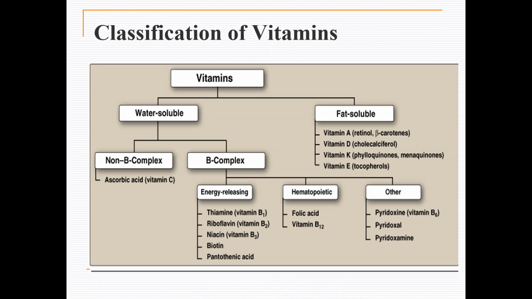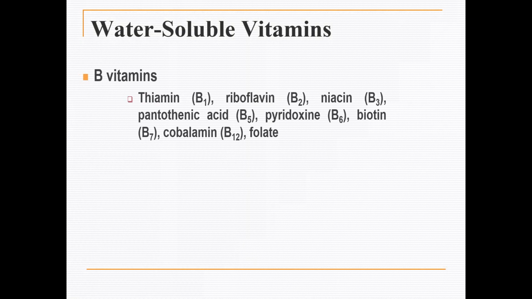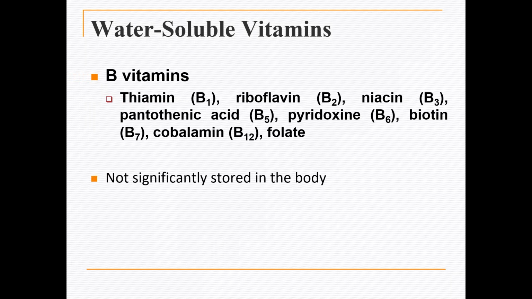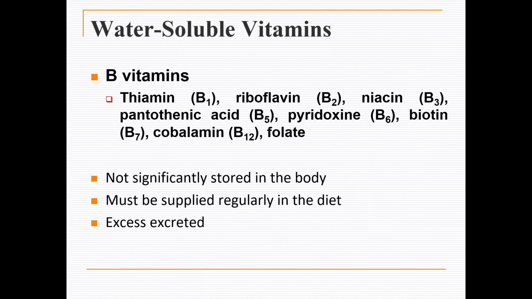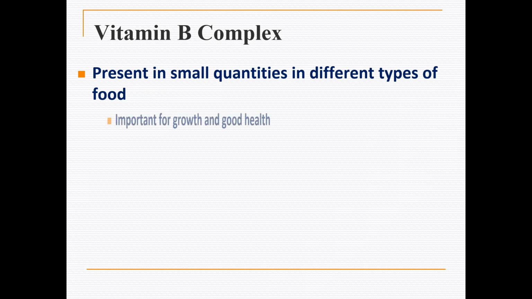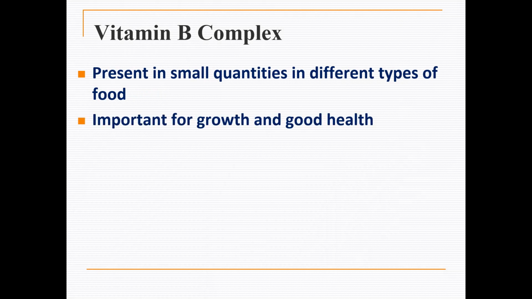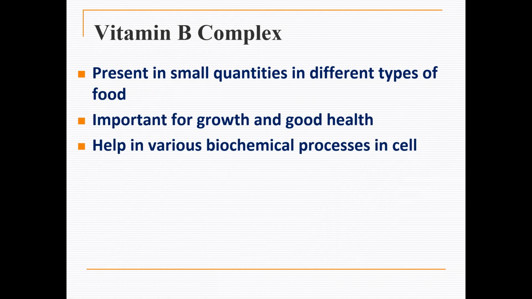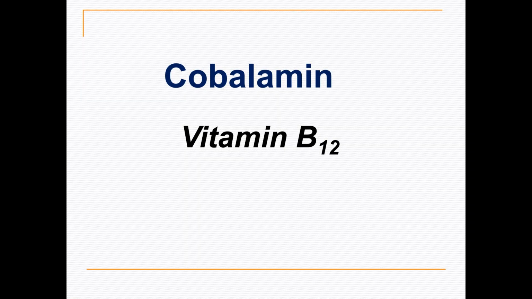Hemopoietics include folic acid and vitamin B12. Water soluble vitamins are not significantly stored in the body, so they must be supplied regularly in the diet, and excess is excreted. The vitamin B12 complex is present in small quantity in different types of food, is important for growth and good health, and helps in various biochemical processes in the cells, functioning as coenzymes.